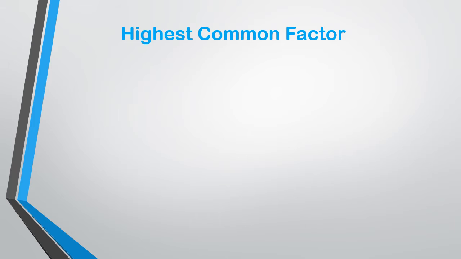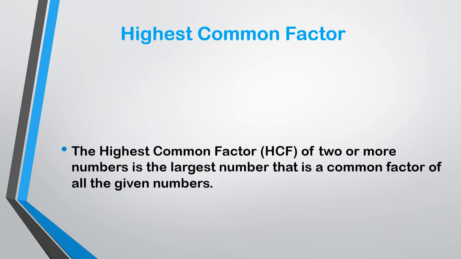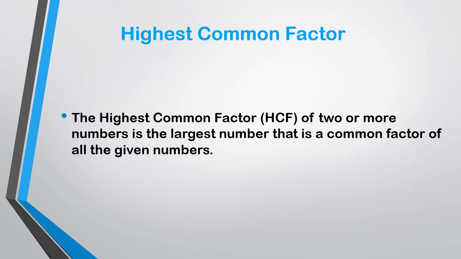Now we move on to highest common factor. The highest common factor, HCF, of two or more numbers is the largest number that is a common factor of all the given numbers. So whenever we find the HCF, first we have to find the factors of all the given numbers. Then we have to find the common factors of all the given numbers. Then we have to choose the largest number.